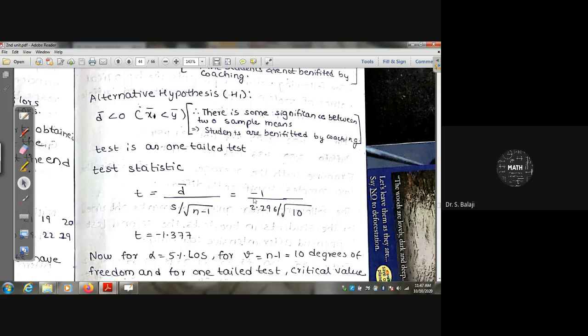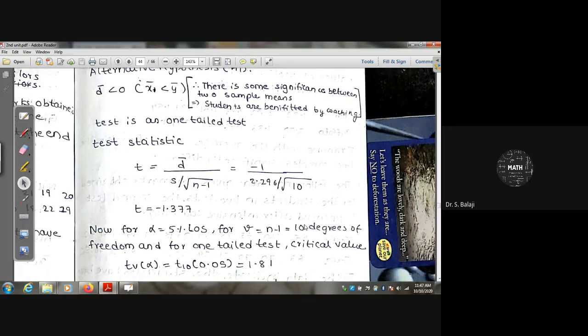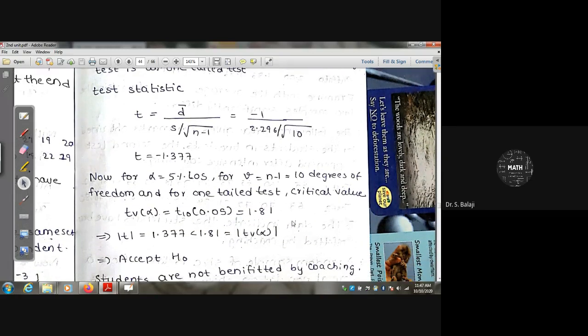Correspondingly, you get the t value equal to minus 1.377. For alpha equal to 5% LOS, we have n minus 1 degrees of freedom. N is 11, the total set is 11, therefore 10 degrees of freedom. For a one-tailed test, the critical value is t10 of 0.05, which you can get from the table. The table value gives 1.81. So this is the calculated value, and this is the table value.